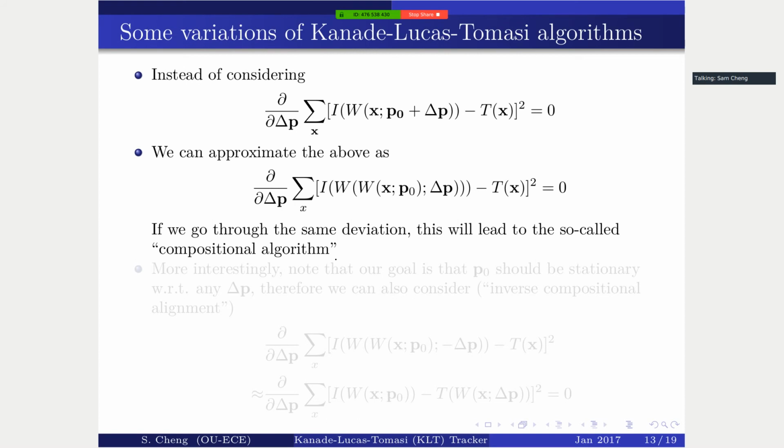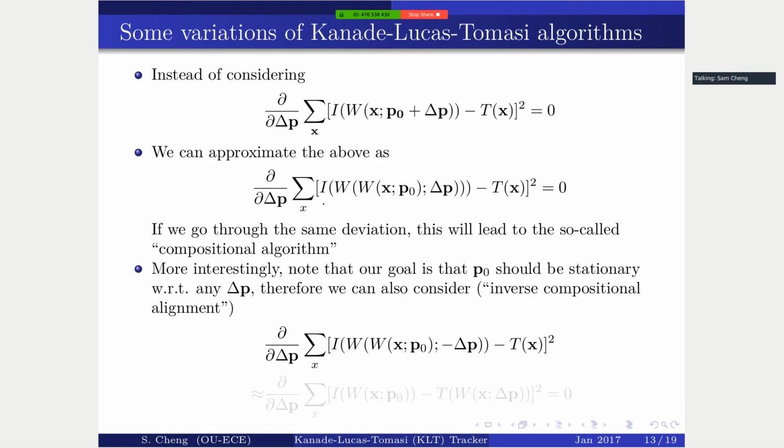This new work is trying to avoid this. What they do is consider this warping by P0 plus delta P as a two-step algorithm, which they call a compositional algorithm. In the sense that you think of it as warping the coordinate with P0 plus delta P, but you can also think of it as first warping the coordinate with P0 and then warping the coordinate again with delta P here. So you do it 2 times, right?